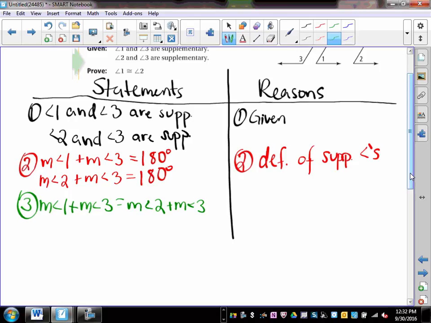Substitution or transitive property. Here we could use either one because they both equal 180, right? So what I'm doing is basically taking this and substituting it in for 180. Or if you think of transitive property, angle 1 and 3 is 180, 180 is angle 2 and 3, so 1 and 3 must be 2 and 3. So either one, substitution or transitive property. When in doubt, just say substitution.